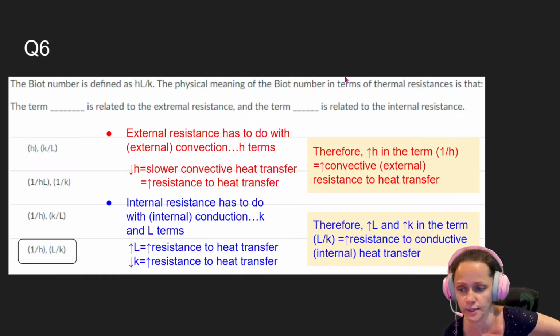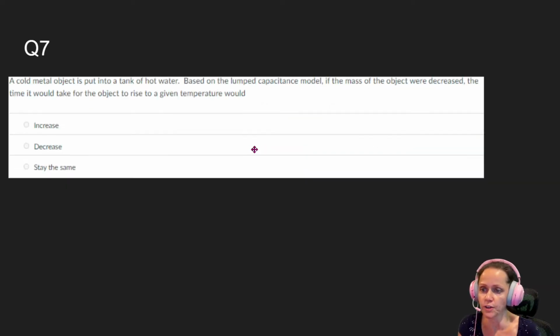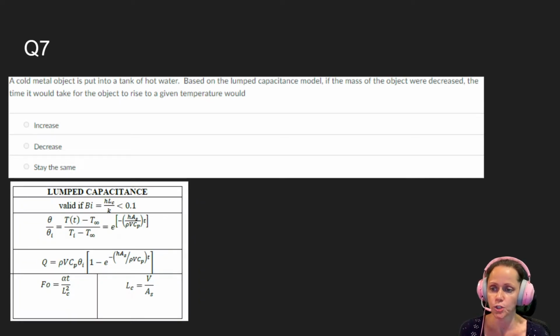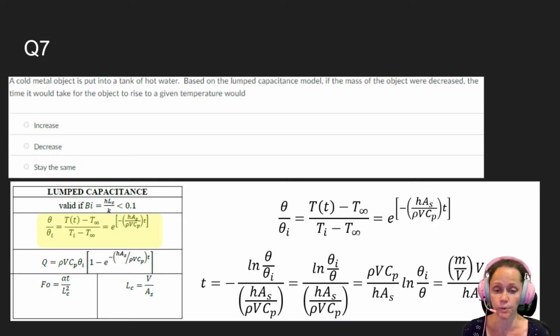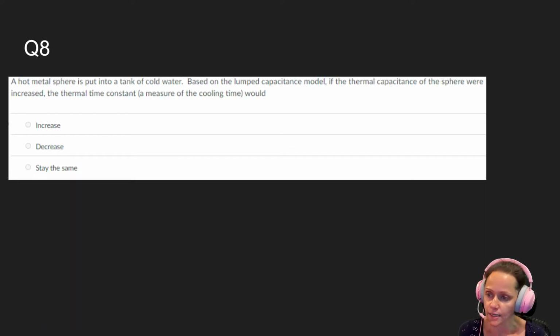All right. So let's move on to question 7. Cold metal object is put into a tank of hot water based on the lumped capacitance method. If the mass were decreased, the time that it would take for the object to rise to a given temperature would. So let's see. If we take that lumped capacitance equation and solve for time, we can see that as that mass decreases, so does the time. Time decreases as well.